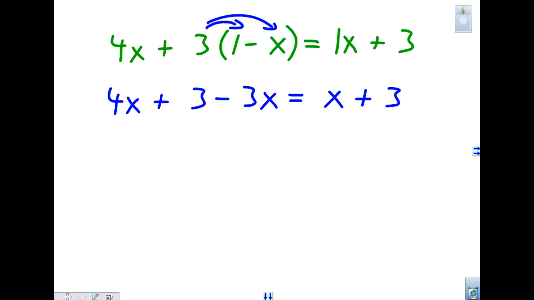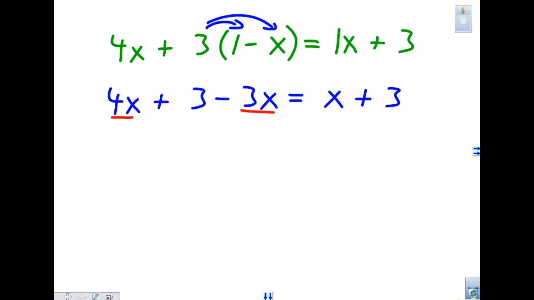Notice on the right-hand side, the 1x, I just wrote that as x. The 1, again, doesn't have to be written there. 1 times x is just x. Before we start moving things from one side of the equation to the other, I always like to simplify each side of the equation first. So on the left-hand side, we can simplify by combining the 4x and the negative 3x. We do not need to add the negative 3x over to the 4x because they're already both on the same side of the equation. We just combine them together.